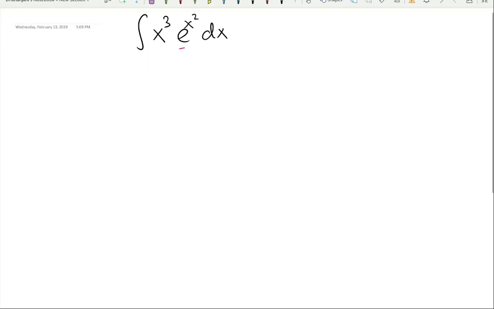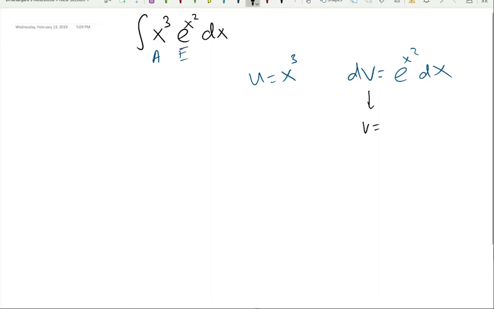Now here's the thing. Why can't we use the LIATE rule in this problem? Let's try to use it here. We have an algebraic function and an exponential function here. So my choice for u is going to be x cubed, because A comes before E. dv is going to be e to the x squared dx. Once you have u and dv, you need to find du and v.